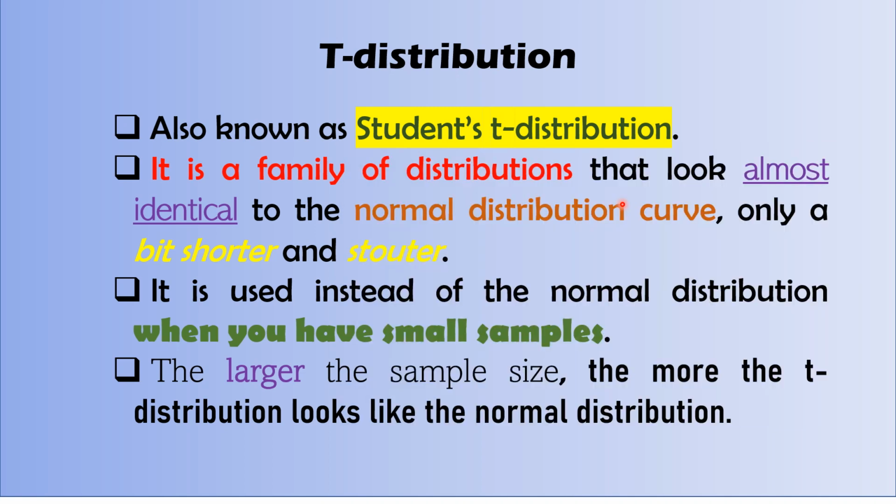Next, it is used instead of the normal distribution when you have small samples. If your sample is small, then the best to use is the t-distribution for us to obtain accurate and precise results. And the larger the sample size, the more the t-distribution looks like the normal distribution. For example, if the population is 10 and the sample size n is 9, then in that case, the curve would look the same as the normal distribution.